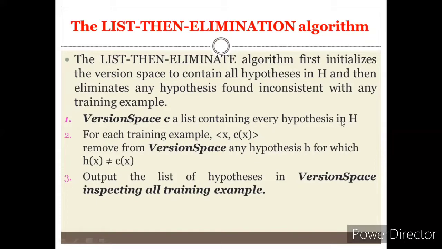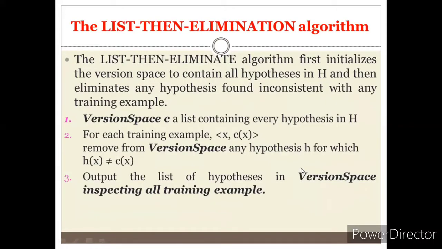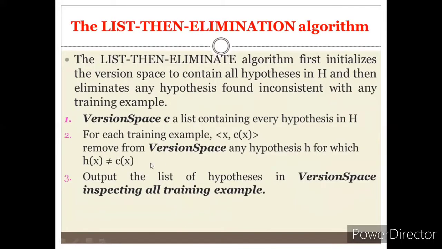In a simple way to help you understand the list then eliminate algorithm: the first step is the version space, a list containing every hypothesis in H, as already shown in the previous figure. This capital H consists of the 5 hypotheses we analyzed for a particular example. For each training example (X, C of X), we have to remove from the version space the hypotheses which do not satisfy the consistency property. As we said, consistency is H of X equal to C of X, and if it is not satisfied, we remove it. Finally, whatever hypotheses are left, we output that list of hypotheses in the version space after inspecting all the training examples. So this is the simple list then eliminate algorithm.